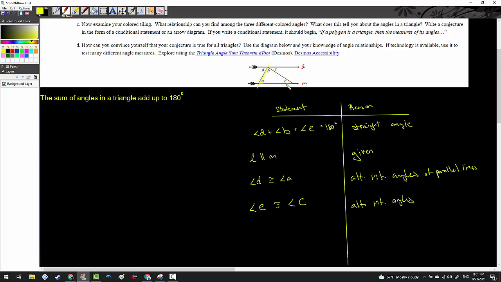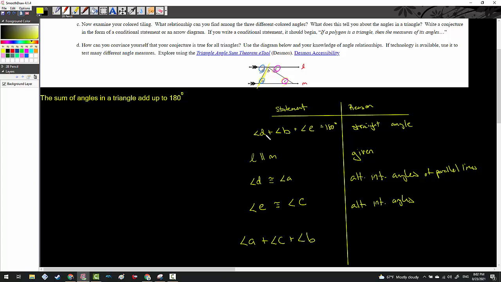Because we know that these angles here, which I'll highlight in blue, are congruent, and these angles are congruent, which I'll highlight in purple, because they're identical, I can make a substitution. Instead of angle D, I can say this is angle A. And instead of angle E, I can say this is angle C. And of course angle B was always there.